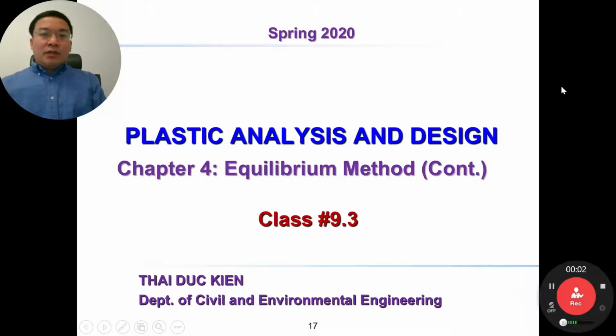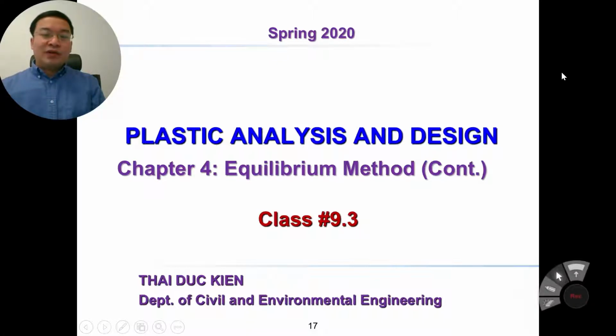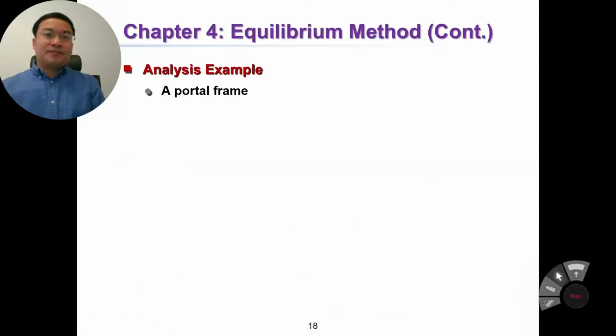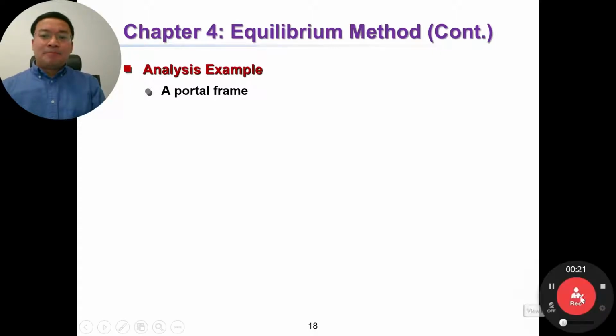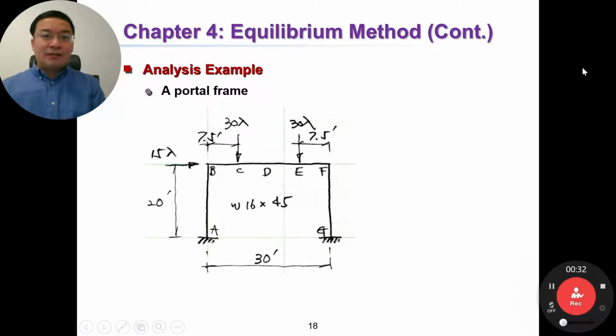Now we are going to move to another example: how to apply the equilibrium method in design analysis. Sorry, the previous example was a design problem, but now we are going to consider the analysis problem with a portal frame. As you can see here, this is the frame A, B, C, D, E, F, G.